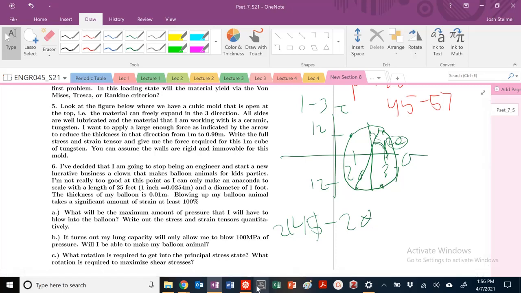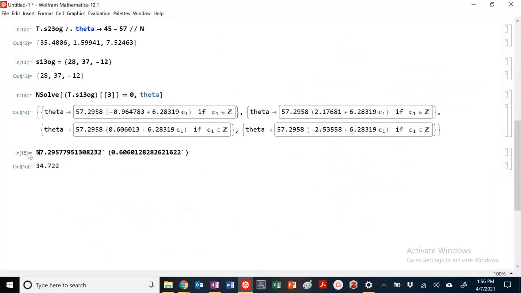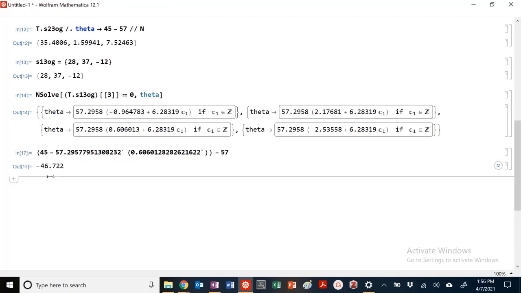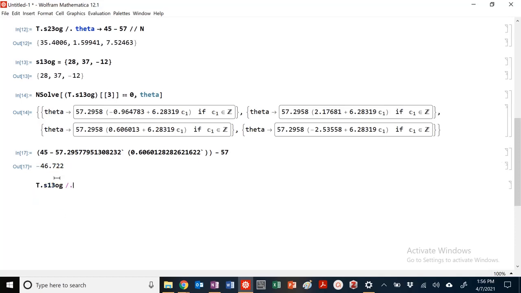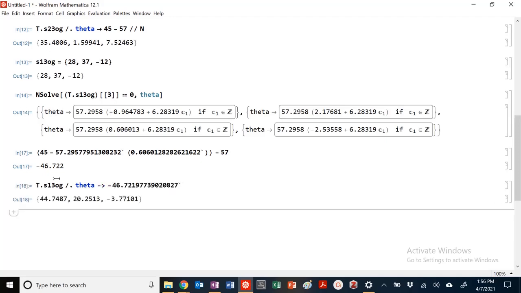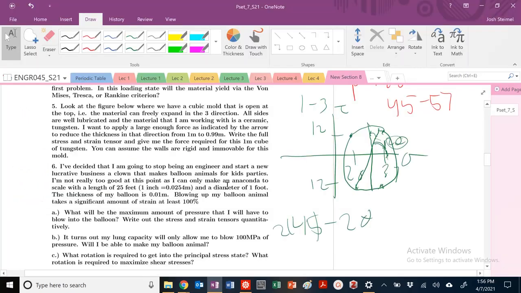So now I could take this angle, and to get to my maximum shear, I need to go clockwise. So I need to rotate this difference of 45 minus this in the clockwise direction. This is now the rotation from my original stress state that I need to get to the maximum shear. But now I need to go 57 or minus 57 this, so that'll be my next angle here. So now all I have to do is do T dot S13 OG slash dot theta goes to here, and that would be the rotation to that minus 57 degrees.